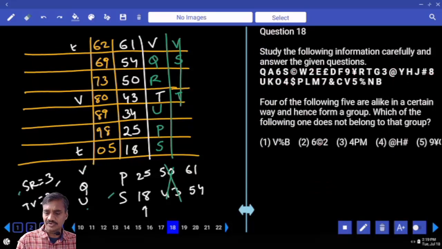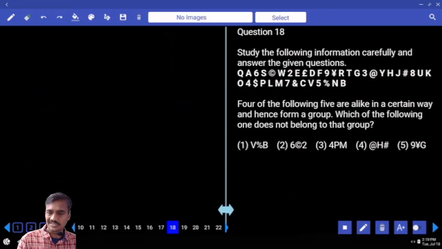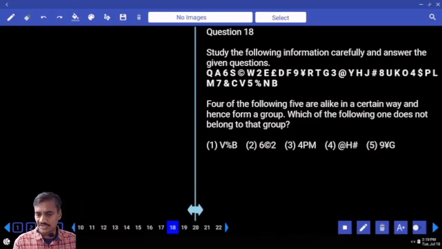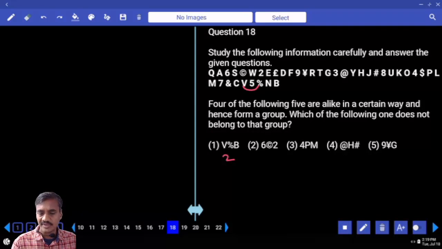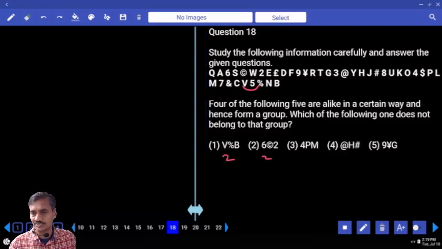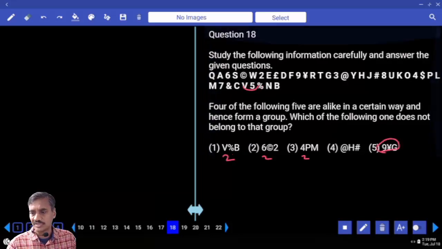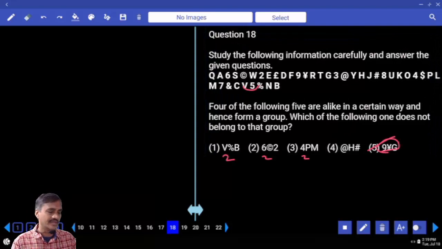Then 18th one, 4 out of the following is nothing but an odd man out. Now in this odd man out, V and a percentage, the difference is so much 2. And 6 and a copyright, the difference is 2. And 4 and P, the difference is so much 2. Isn't it? And next one, at the rate of and H, again the difference is 2. And 9 and the last one, the difference is plus 1. And so what is your answer here? Choice 5, except choice 5. And in the remaining, the difference between the first two elements is plus 2.